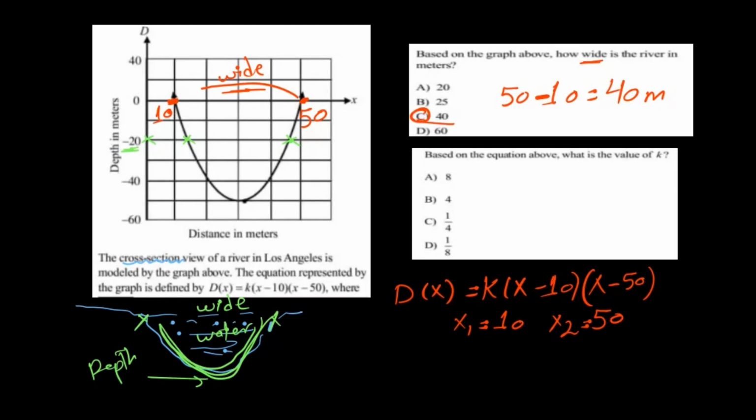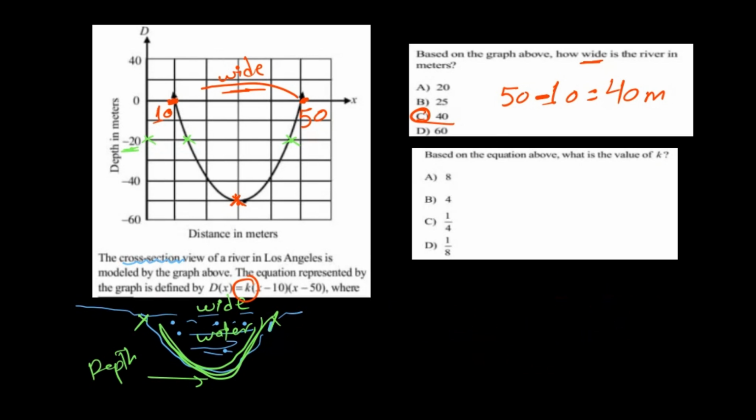Go to the next question. Based on the question above, what is the value of k? Find the value of k. How to get the value of k? We have the vertex point here. This vertex point is in the mid distance between 10 and 50. This is 20, this is 30, this is 40, this is 50. That means this point is going to be 30.